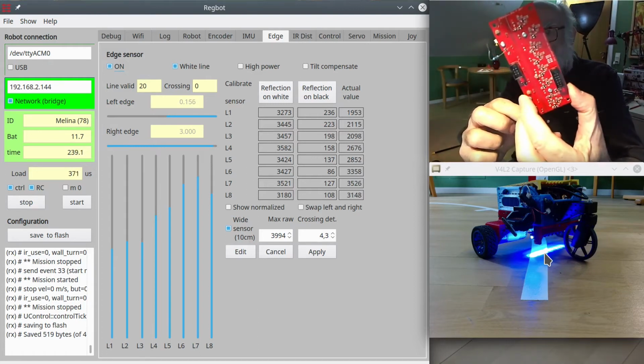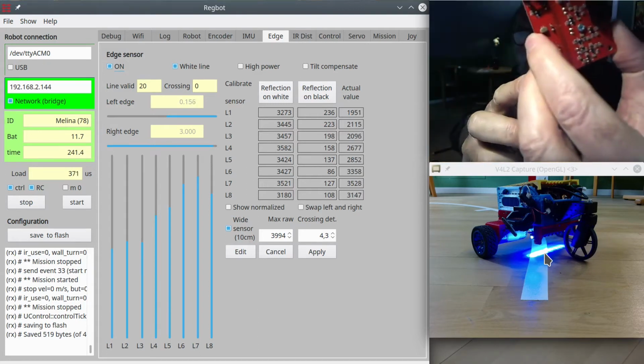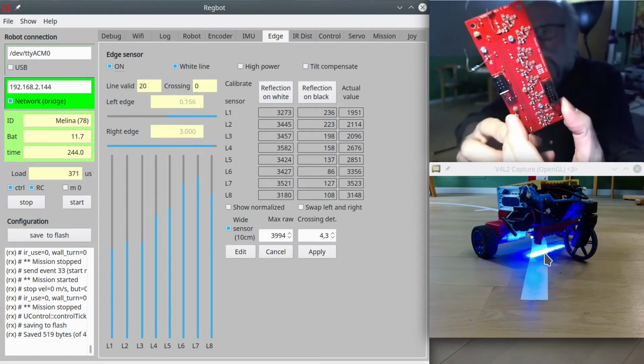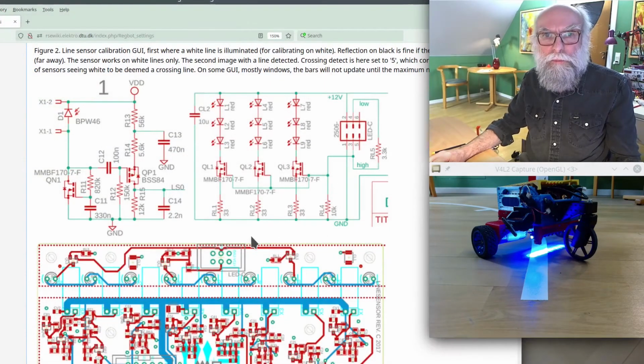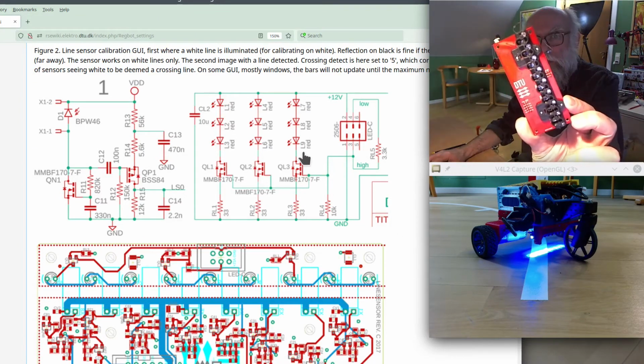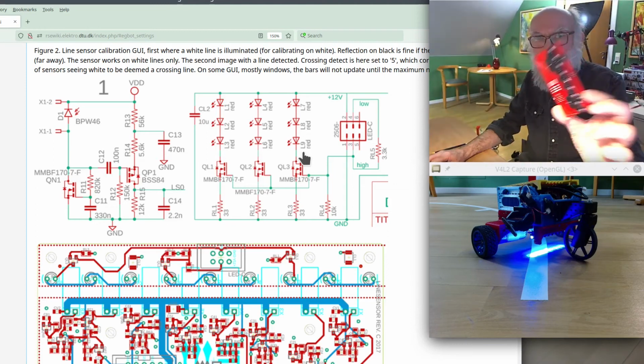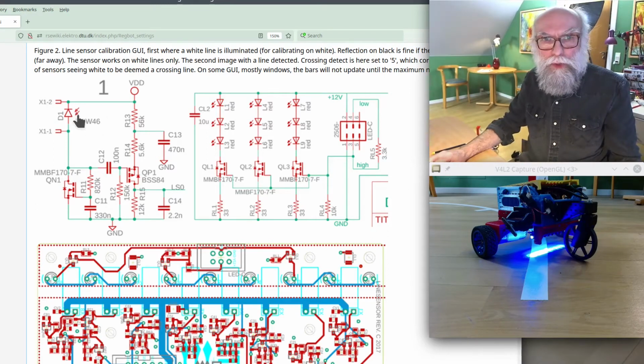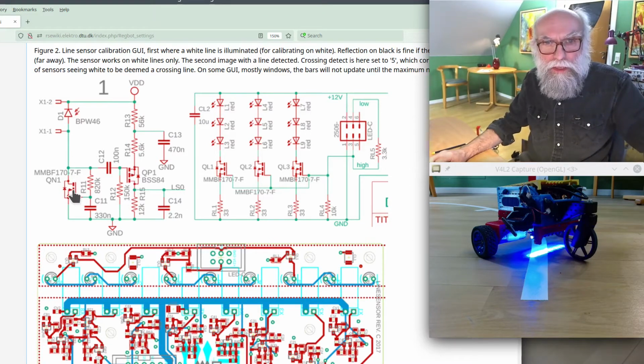On the other side of the board, there's some SMD electronics in the circuit diagram. So we've got it here. These are the LEDs, and there are altogether 9 LEDs in this row. Between those 9 LEDs, there are 8 sensors. This is one of the sensors, sensor number 1. And there are 2 transistors that filter and amplify what this one is seeing.